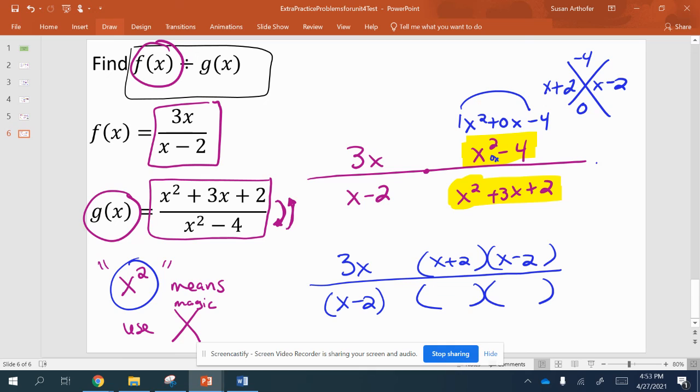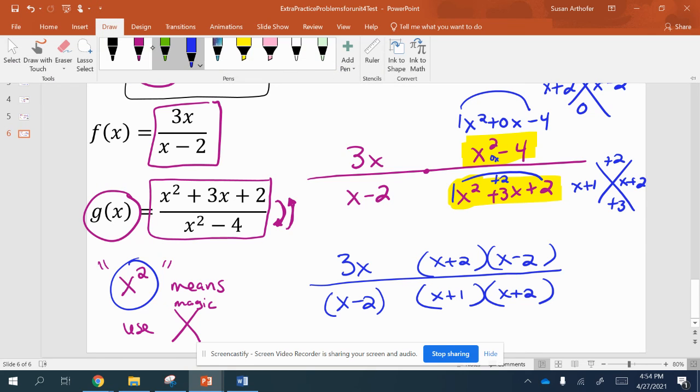Okay, we got to do another magic x on the bottom. So fill in a hidden 1. Multiply front and back. 1 times 2 is 2. Put your numbers in your magic x. What multiplies to 2 on the top? Well, that's easy. 1 times 2. And 1 plus 2 will be 3. So that's an easy one. 2 times 1 multiplies to 2 and adds up to 3. So put those in your magic x. So x plus 1, x plus 2. Okay, factor, done. Cancel what you can.